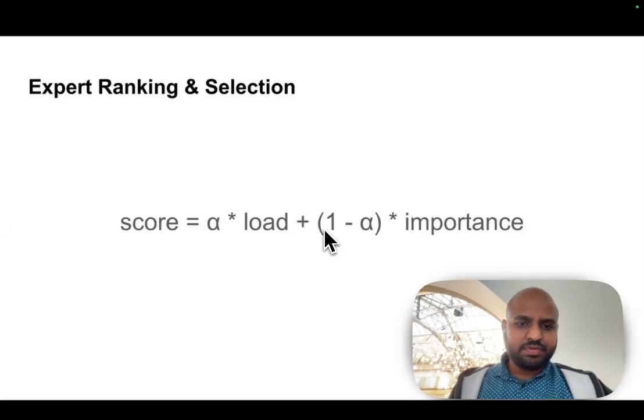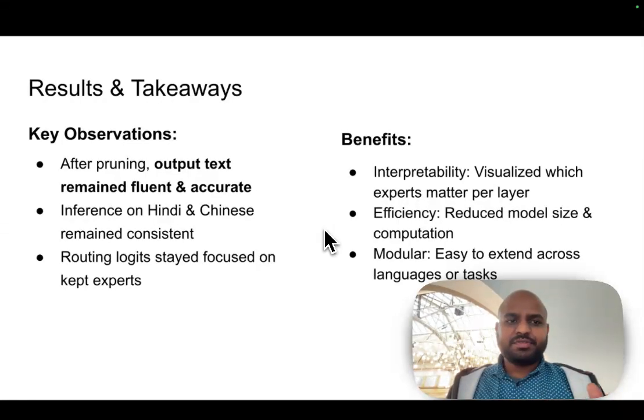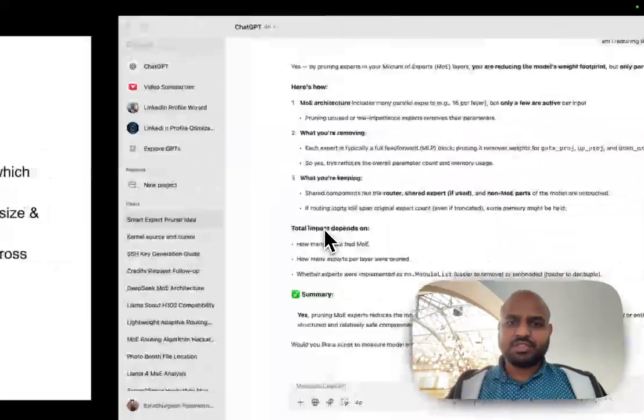And this is the score function which we use to calculate which layers to prune. Then we wrote a wrapper layer on the Llama 4 text MoE module, just to do the forward pass on the indices which are not pruned, and we preserved the shared expert logic. We didn't prune that. The key observation was that after pruning, we were able to generate similar responses from the model. We also interpreted and visualized it and reduced the model size, and this could be modular across various tasks. I can just show you a small demo.